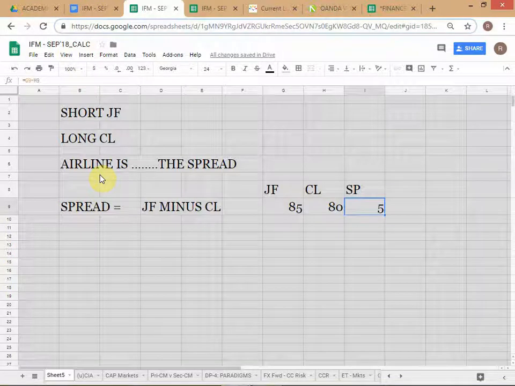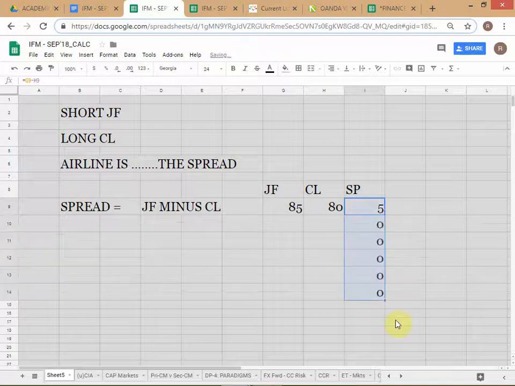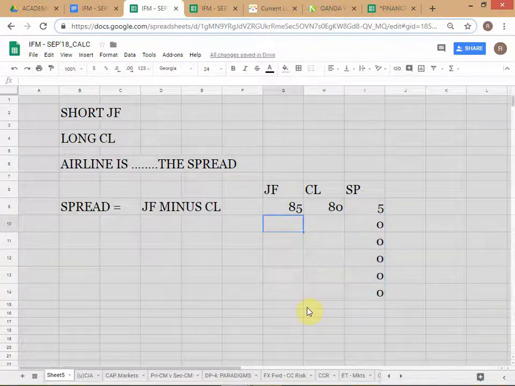Now let's copy this down a little bit. It is not sufficiently elegant to say that the airline's spread position is short jet fuel and long crude oil. We need to say it in a more elegant way. We have to say whether they are short the jet fuel crude oil spread or long the spread. So we first have to define the spread. You can also define it as CL minus JF, it's up to you. But once you define it in a particular way, you have to be consistent.